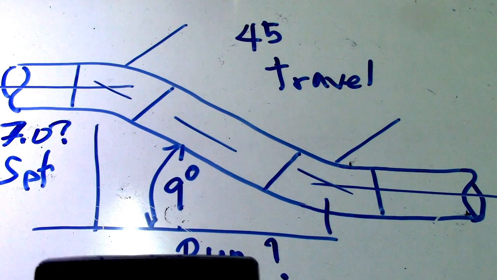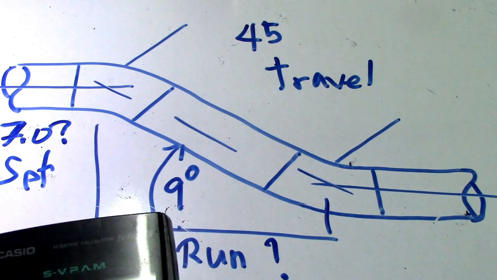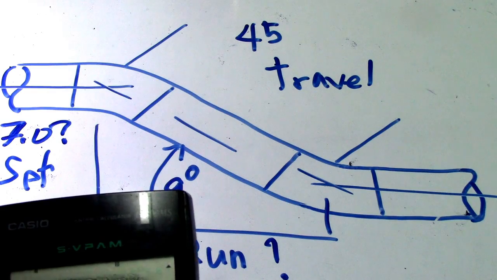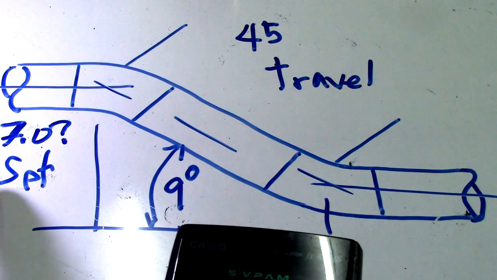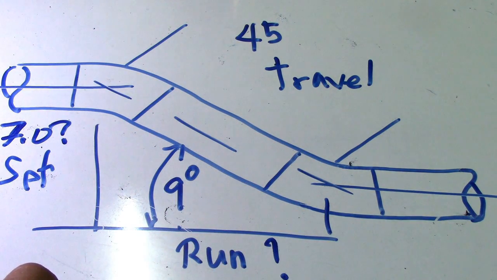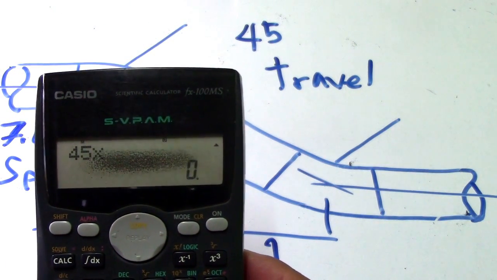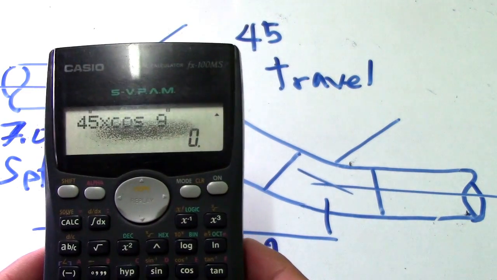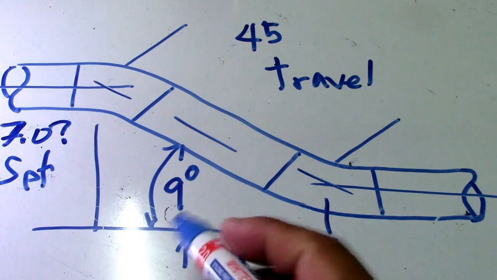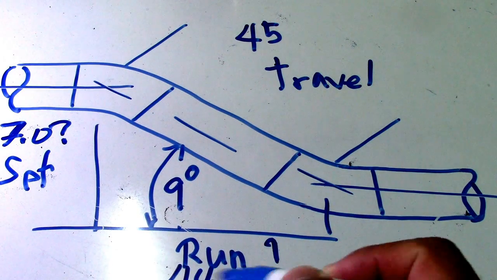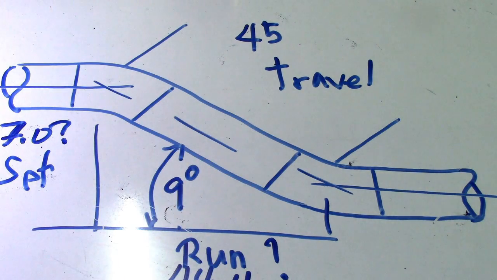Next is run. We will compute this run. Okay, so to find that, travel again, multiply it by cosine instead of sine. If the question is set, sine. If the question is run, cosine. Okay, so 45 multiplied by cosine 9 degrees. So that is the answer, 44.4.